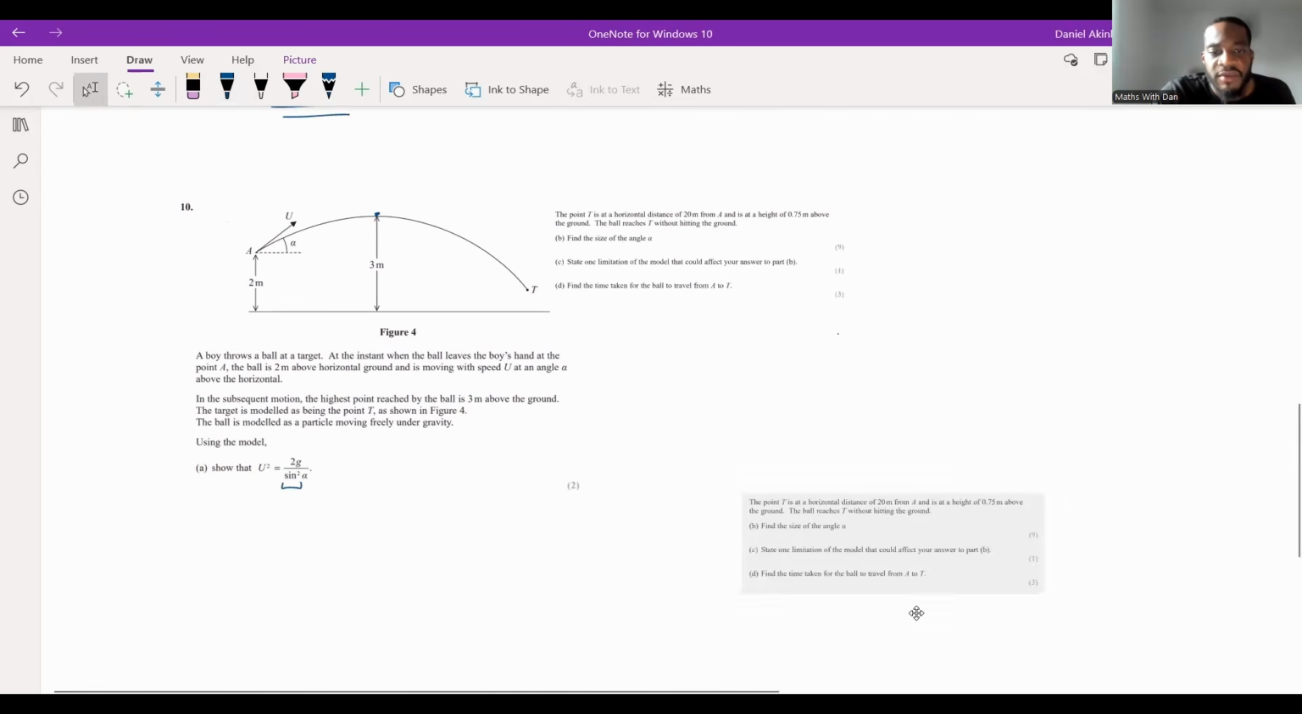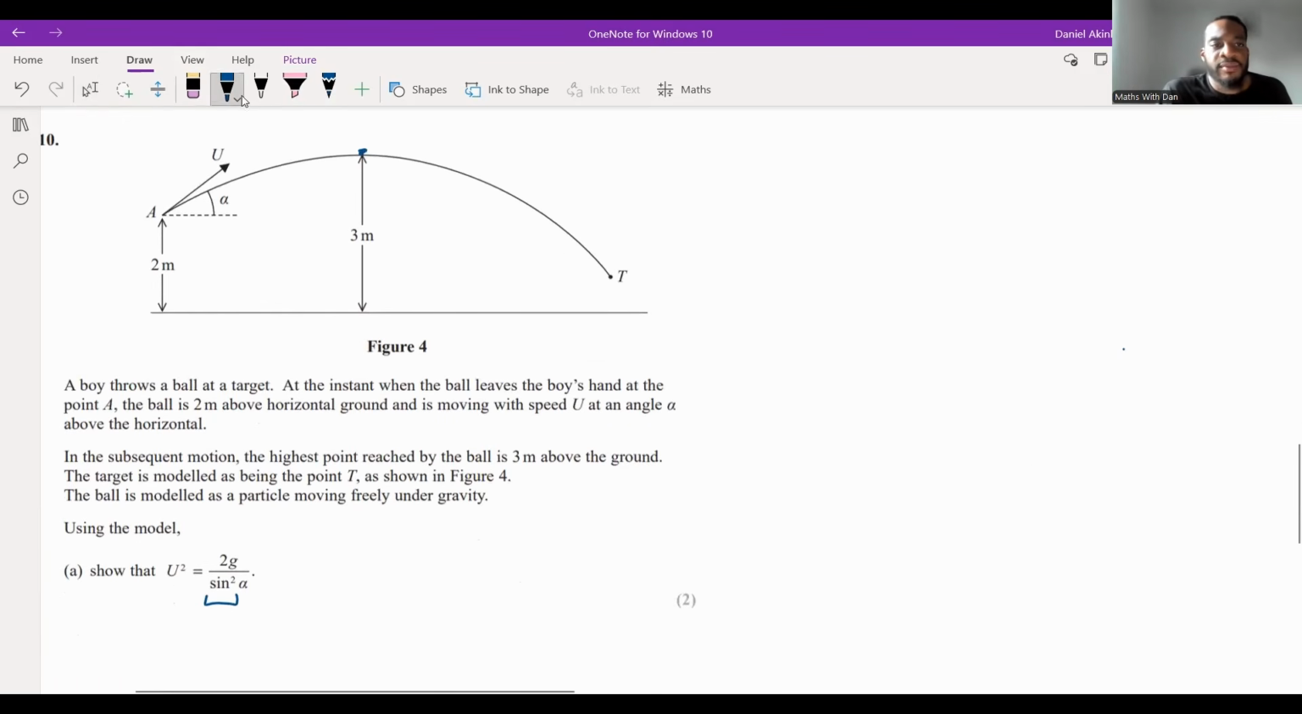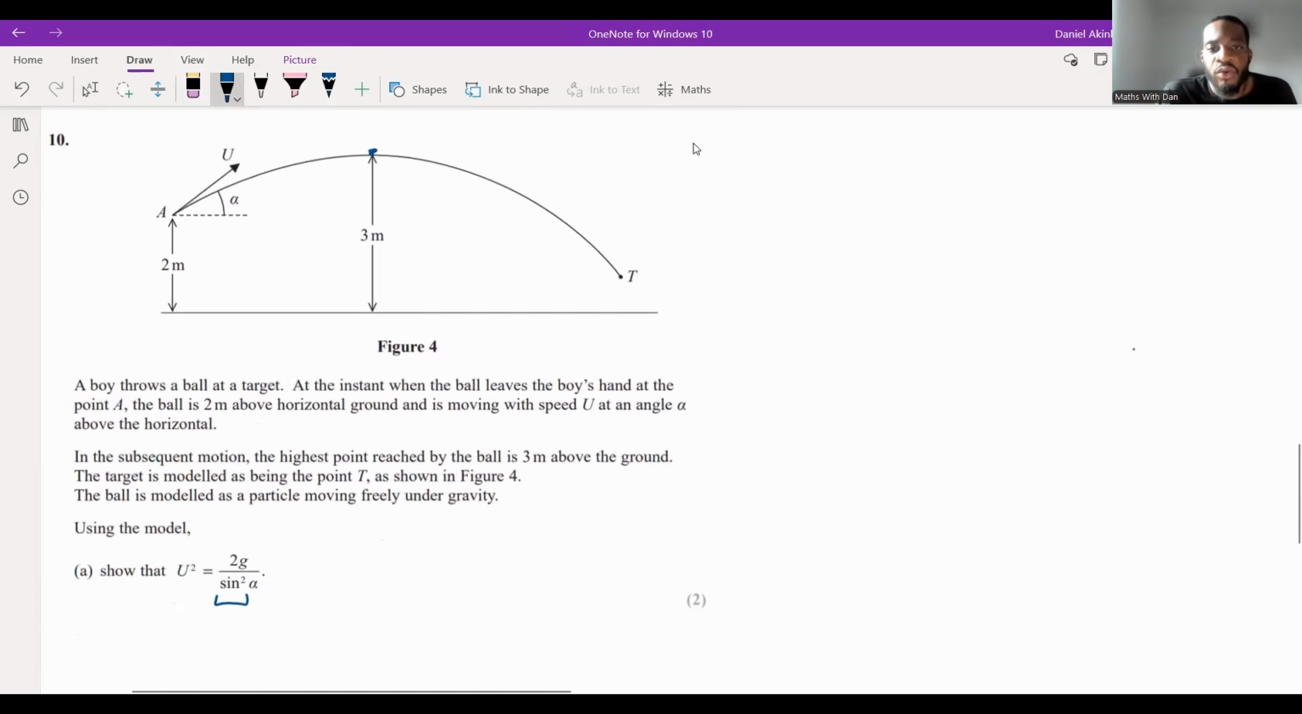So what I want to do is model that, because I will have an expression for it. I'm just going to do the vertical component. Your initial velocity, remember, we've got this angle here. This is u sine alpha, that's u cos alpha, in terms of your components of velocity. So your initial vertical component is going to be u sine alpha.